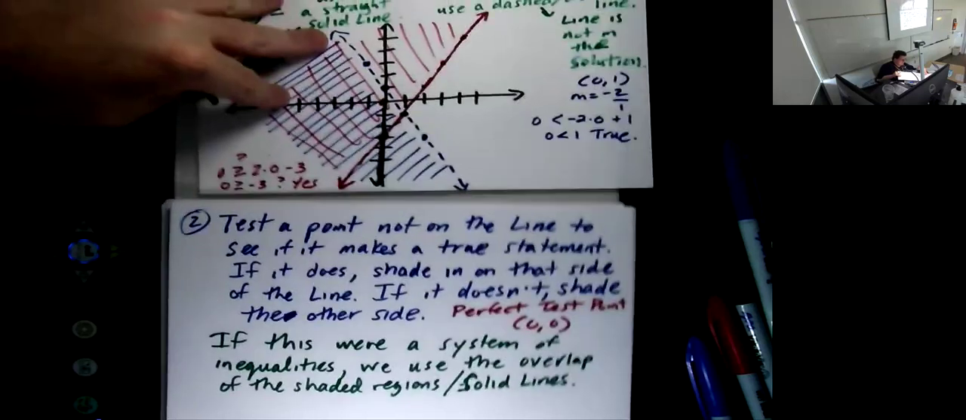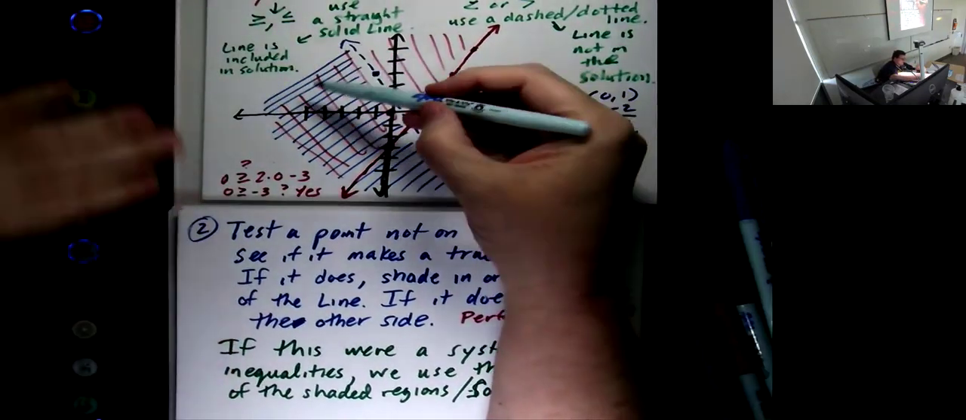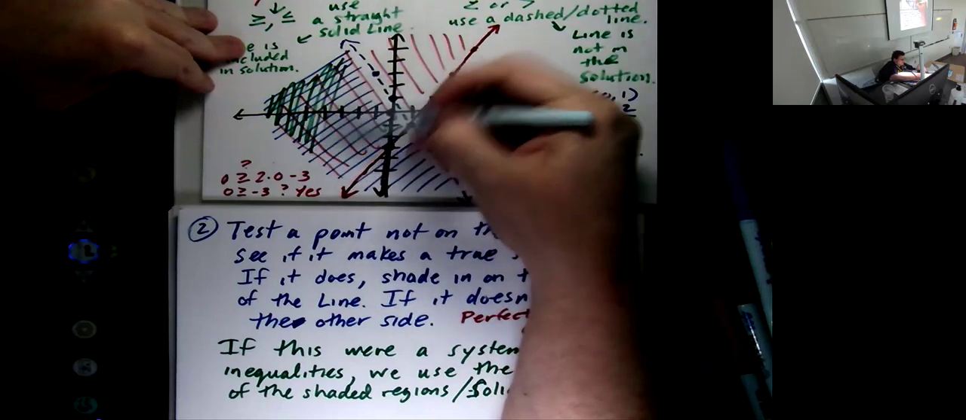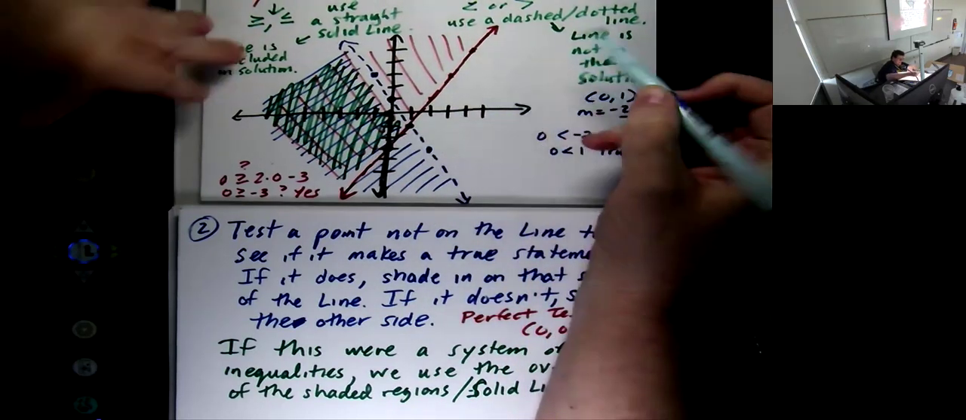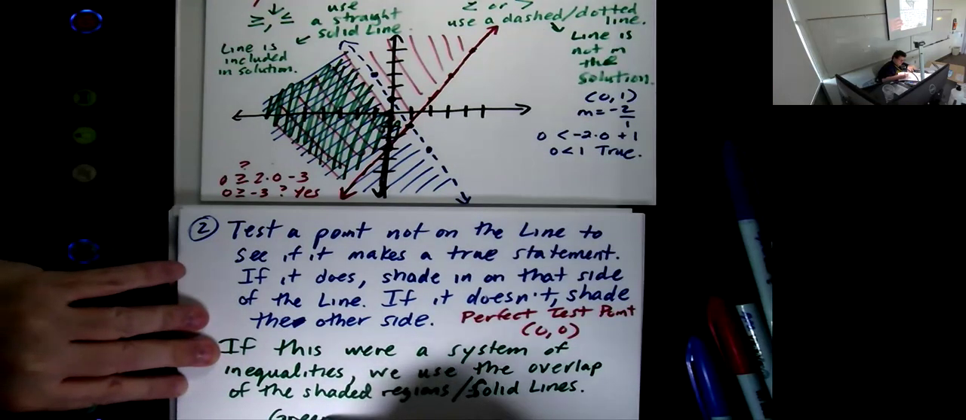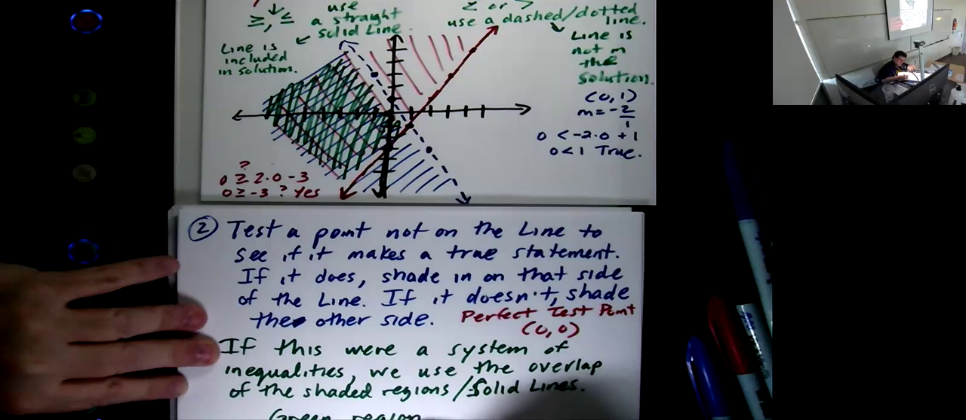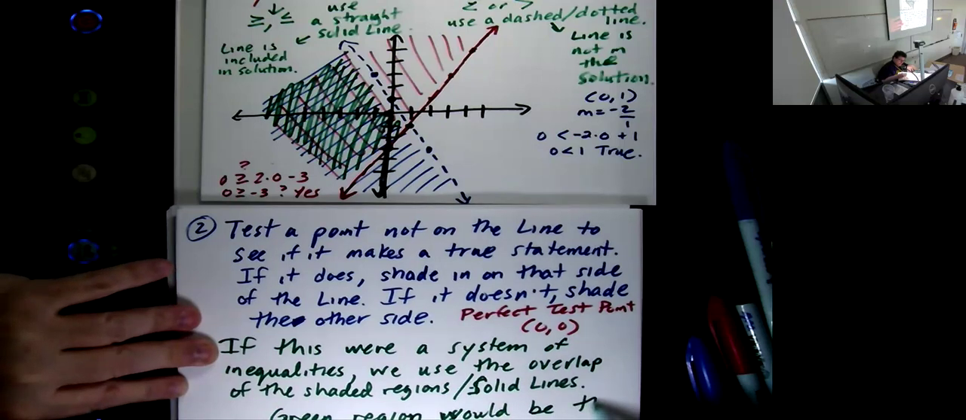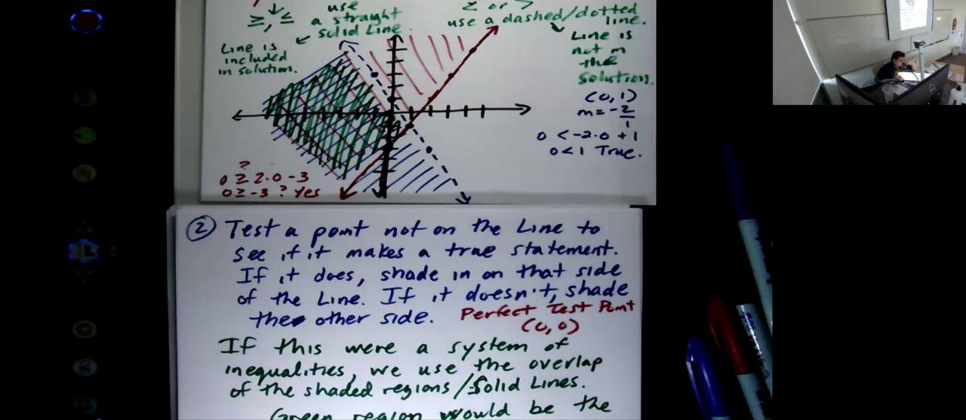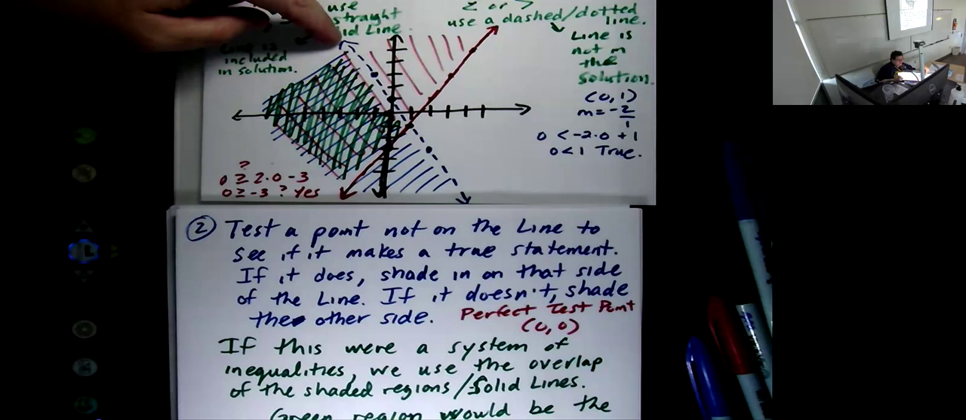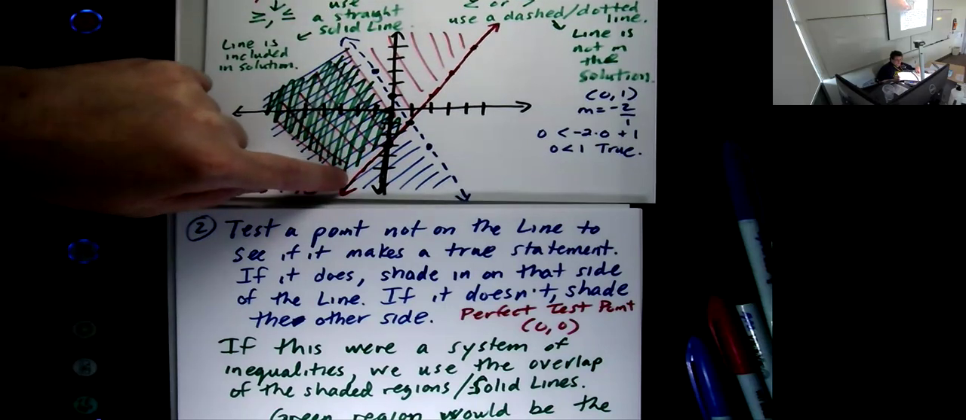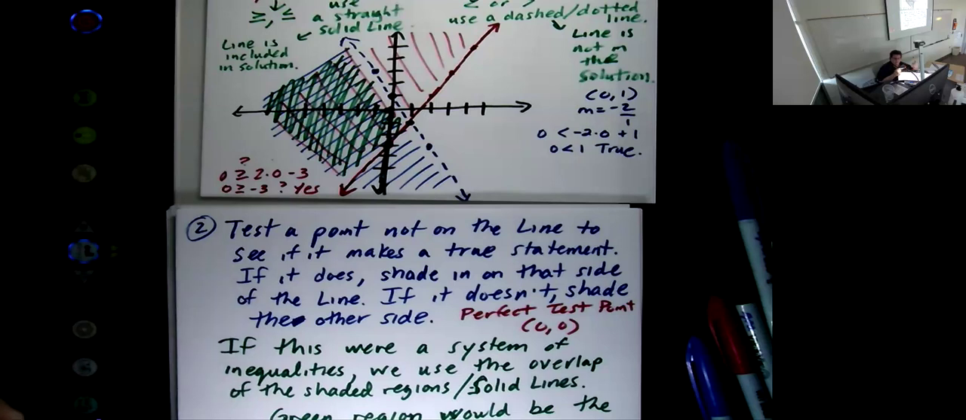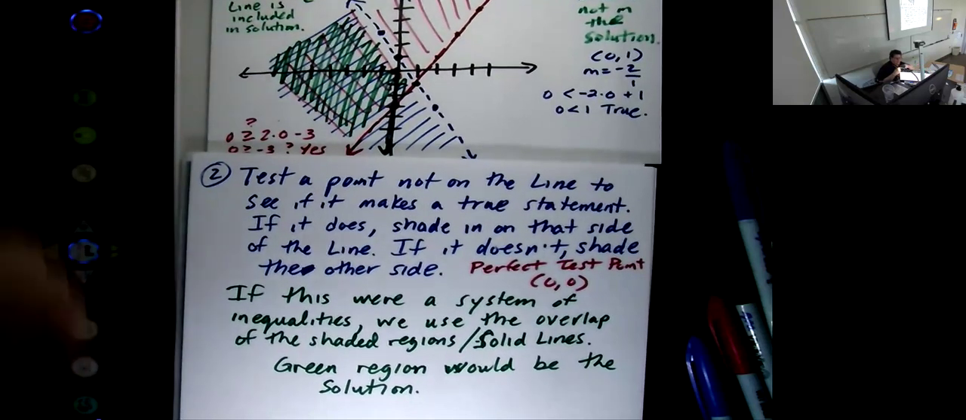Okay, so if this were a system of inequalities, the system would be this region. The green region would be our solution. So the green region in the graph above is our solution. It's got some of each. It does not include the blue line, but it does include the red line that's below that boundary. Does that make sense? So it has to be both regions at once.